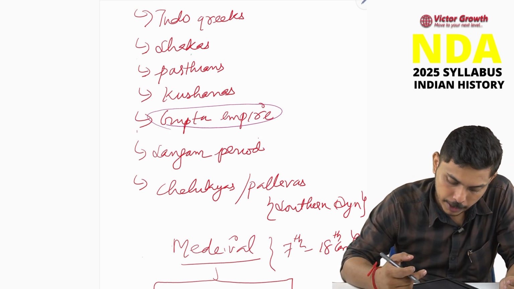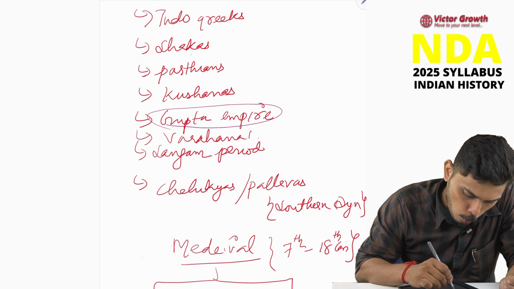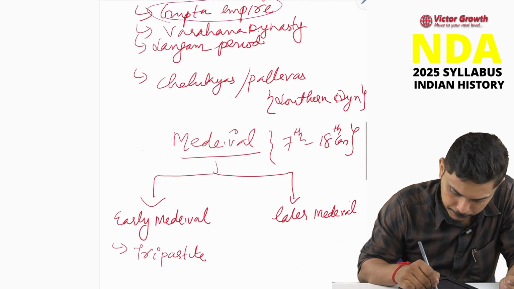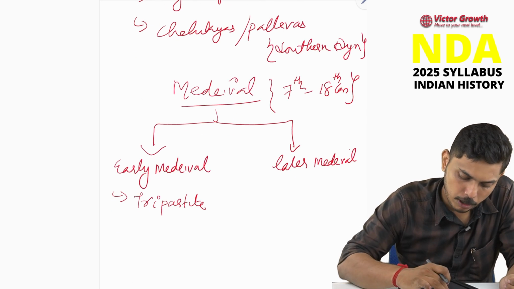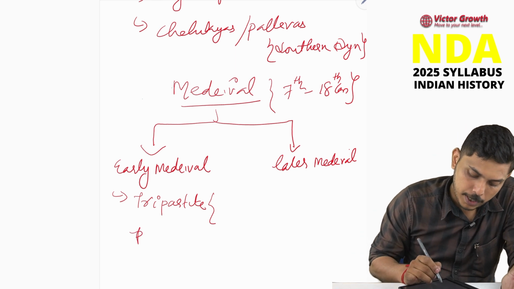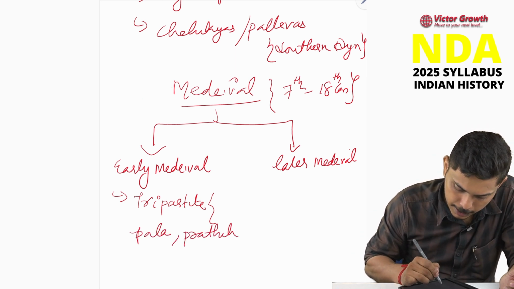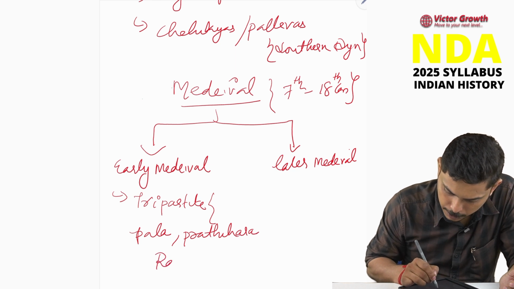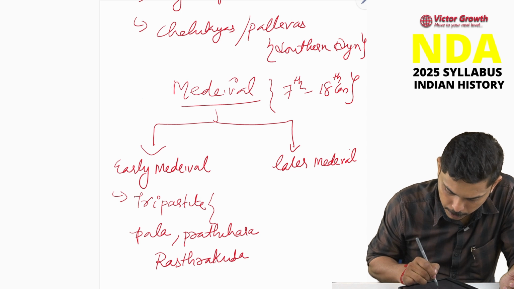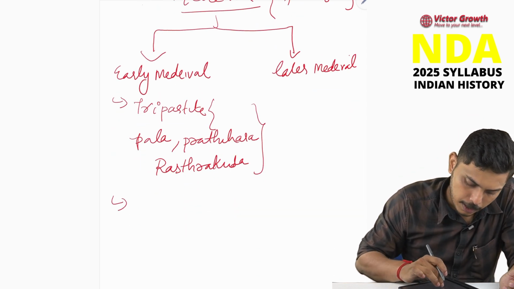One thing I left out in ancient India is that after the Gupta period, we have the Vardhana dynasty of Harshavardhana. After the fall of the Vardhana dynasty, there were no such powerful rulers. So there was a tripartite struggle between three dynasties: Pala, Pratihara, and Rashtrakuta. You need to study about the tripartite struggle.